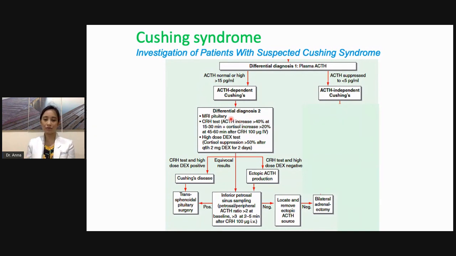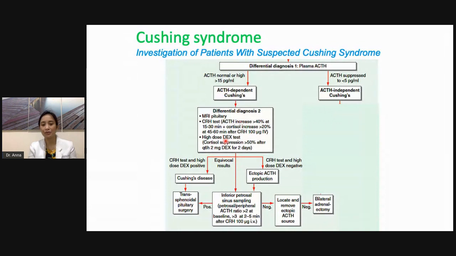So if your patient has ACTH dependent Cushing's, it's either one of two, either pituitary or ectopic ACTH syndrome. So we usually do an MRI of the pituitary, a dedicated imaging just for the pituitary. So it's important to do a pituitary MRI and not just a routine cranial MRI. In areas where your CRH test is available, you can do that as well. But here in the Philippines, it's not readily available. Or you can do a high dose dexamethasone suppression test.